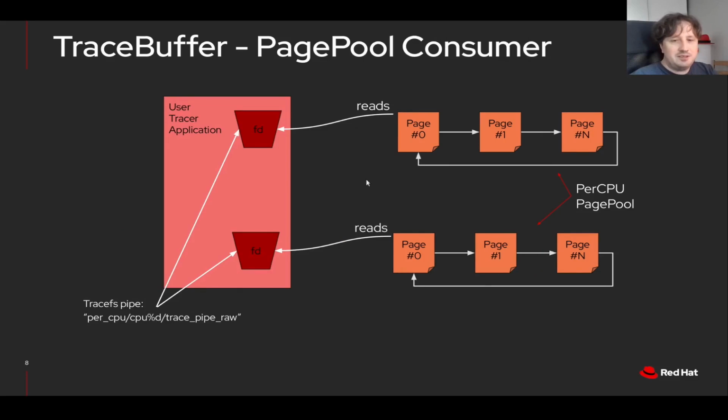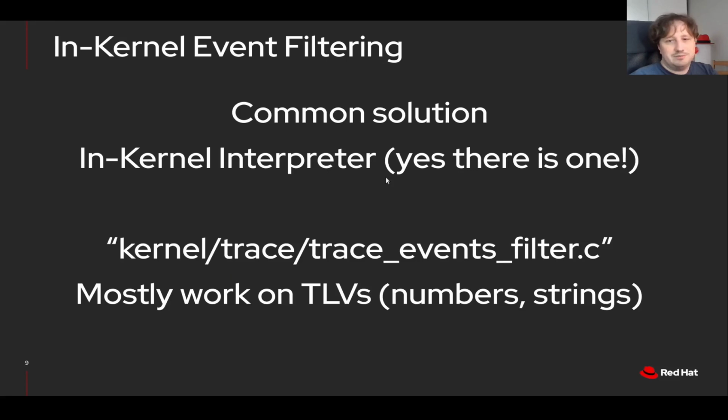So for the consumer part, to read out the trace events for the tracer, in this example we have a user space tracer application. It has these file descriptors open, which are accessible over tracefs. And there's a per-CPU trace_pipe file where you can read out the trace events from the per-CPU page pool, and then the tracer application shows them.